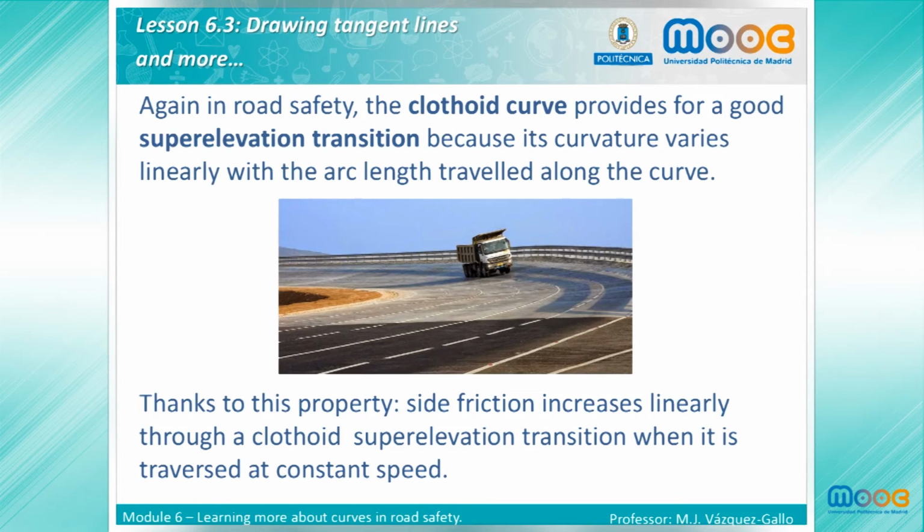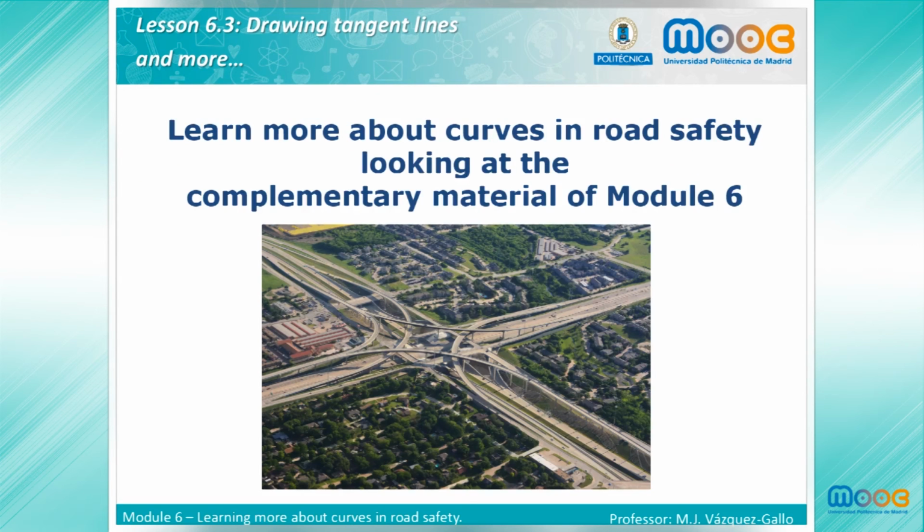Again, in road safety, the clothoid curve provides for a good superelevation transition because its curvature varies linearly with the arc length traveled along the curve. Thanks to this property, side friction increases linearly through a clothoid superelevation transition when it is traversed at constant speed. You can learn more about curves in road safety by looking at the complementary material of Module 6.